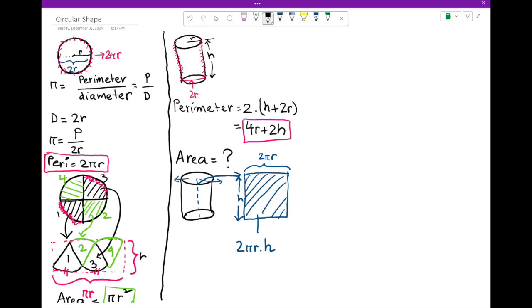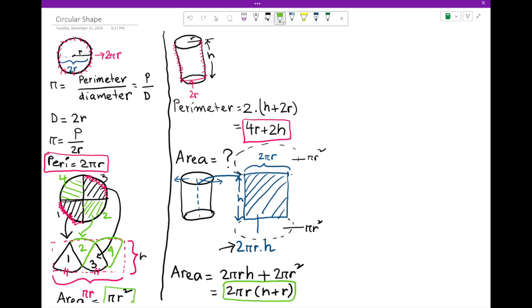And what about the other two circles? There is one circle here and another circle here. Each circle has an area too, and we know the circle area is pi r square. This is one pi r square, this is another pi r square. If you want to find the total area, it would be 2 pi r h, basically this part, plus the circles, 2 pi r square. And you get the formula of 2 pi r h plus 2 pi r square.